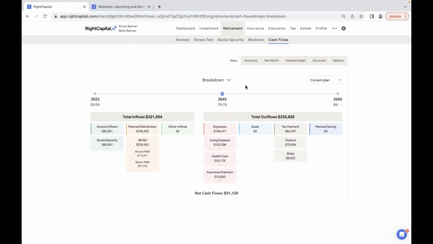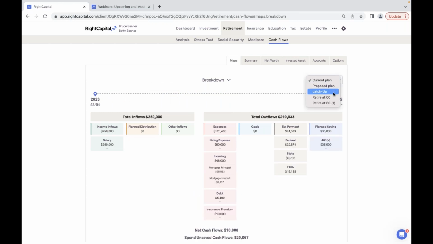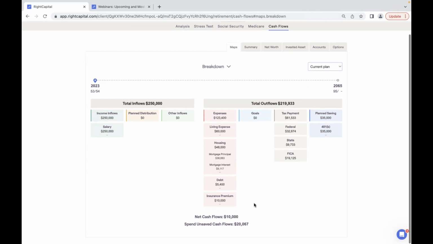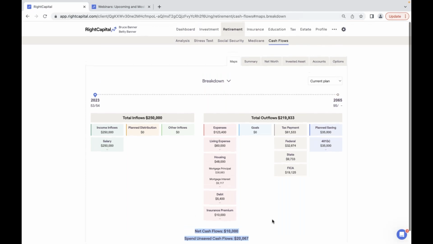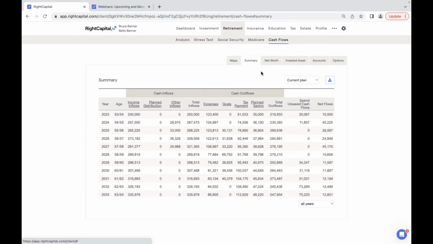So these are just great visuals. Again, you can look at any year of the client's life. You can toggle to specific life events like Bruce's retirement. You can see breakdowns of current plan, proposed plan, all the differences that you see. And at the bottom, of course, you can see net cash flows or spent unsaved cash flows. So there's no shortage of data here within the cash flow summary tab. And again, we're going to get into some ways to customize this.